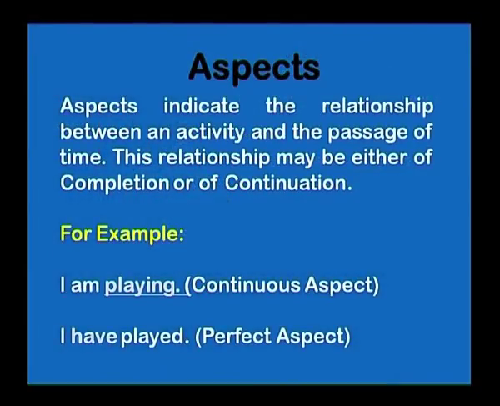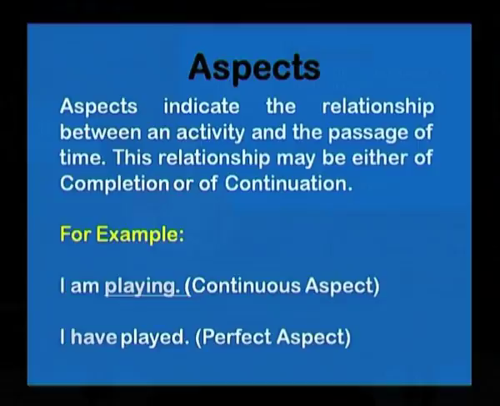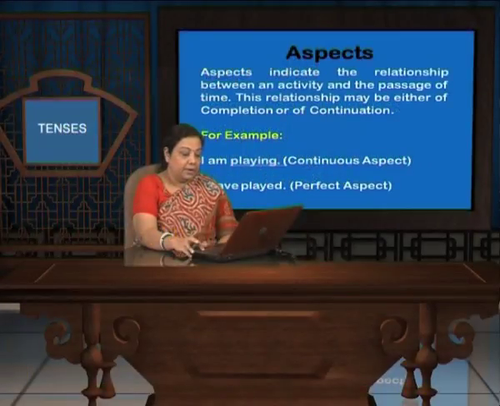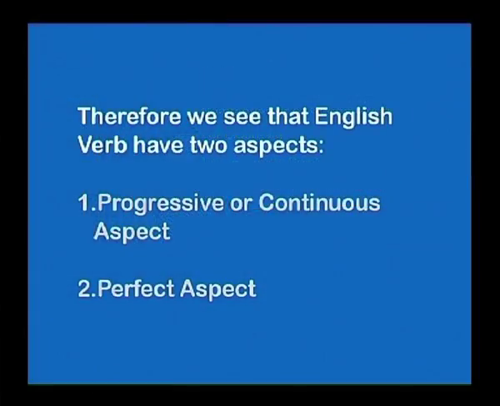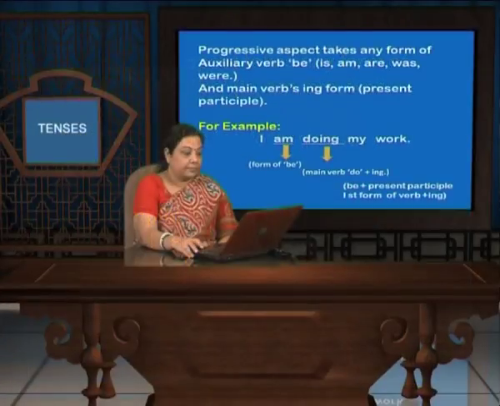The other sentence, I have played. This is perfect aspect. It shows the completion of the activity played. Therefore, when we talk of these two aspects, we say in English verb, you have two aspects. One is continuous or progressive aspect and the other is perfect aspect.